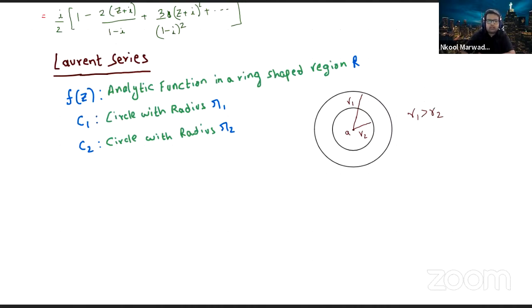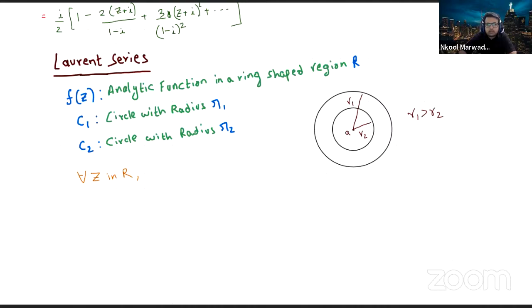So we will say that the main property, mathematically, for all z in R, like for all the complex numbers in this region defined by these two concentric circles, the ring shaped region which we are talking about, all the complex numbers lying in this region will satisfy this formula which I am writing. That is the Laurent formula.